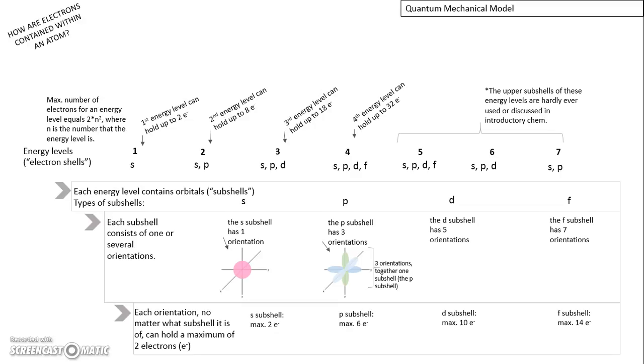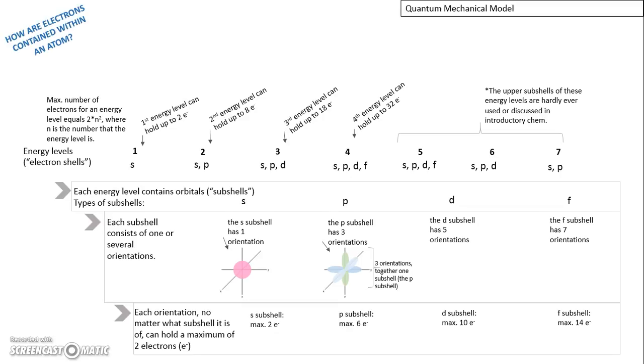It is 2 times n squared equals the maximum number of electrons for the energy level, where n is the number that the energy level is called. So the 5th energy level can hold 2 times 5 squared. 2 times 5 squared is 2 times 25, which turns out to be 50. So using that formula, we can figure out that the 5th energy level can hold a max of 50 electrons.